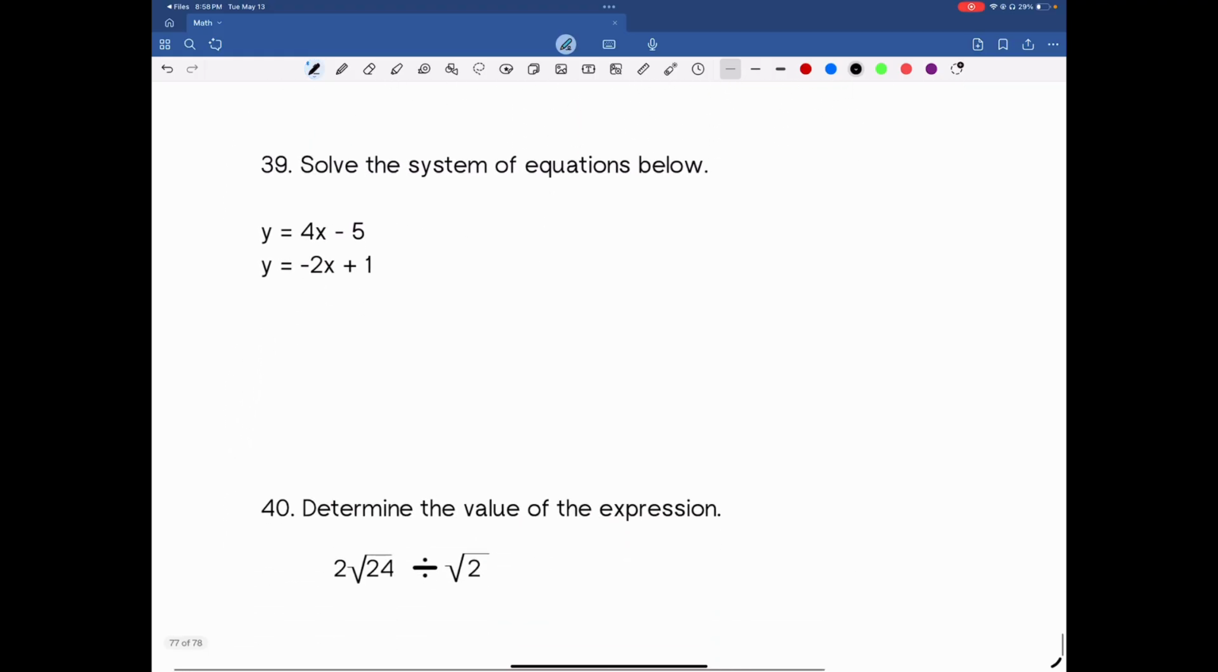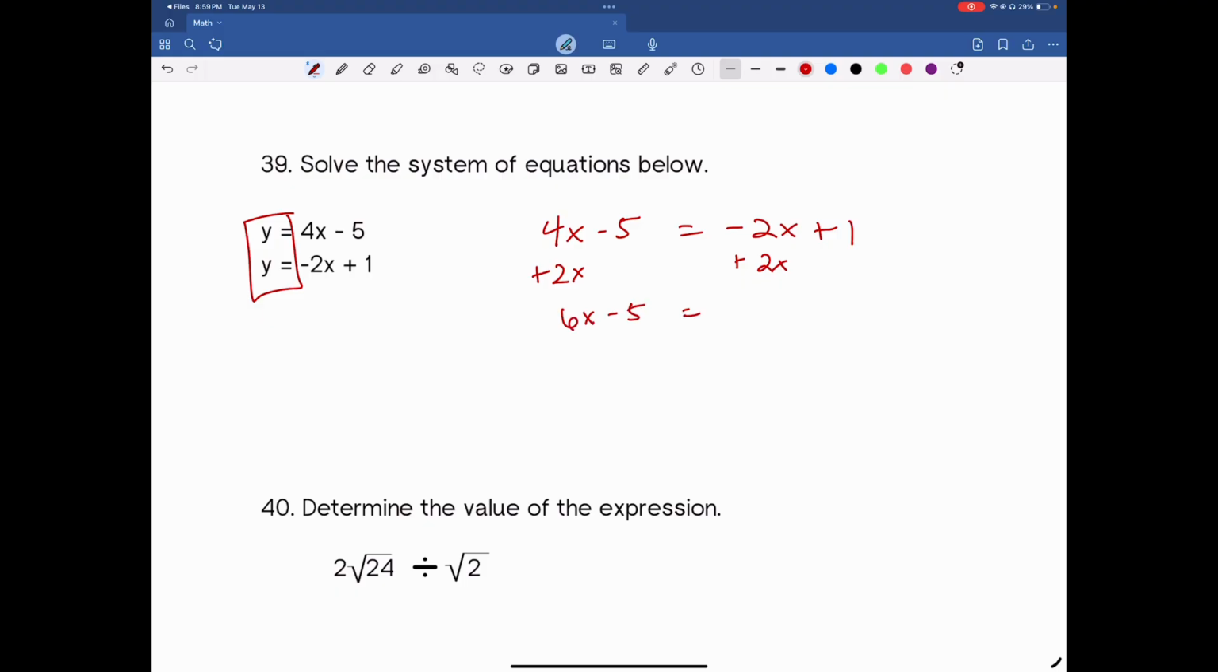All right. Solve the system. Whenever we have y equals for both equations, that means we can set 4x minus 5 equal to -2x plus 1. That's just going to be substitution. So we'll add 2x to both sides. Gives us 6x minus 5 equals 1. Add 5 to both sides. We get 6x equals 6. Divide by 6. And we get x equals 1.